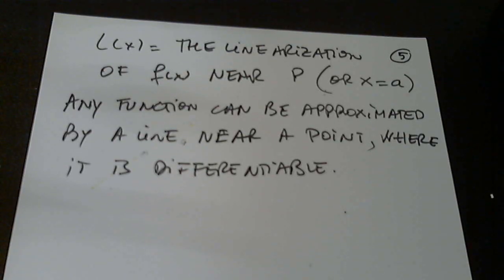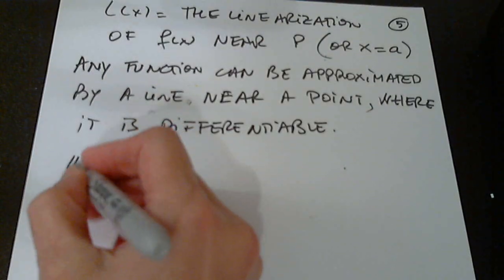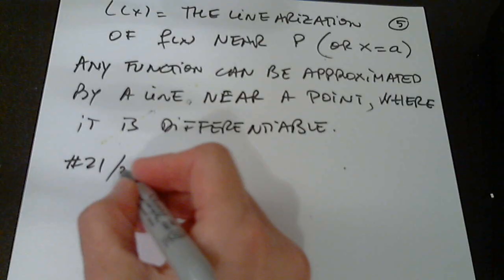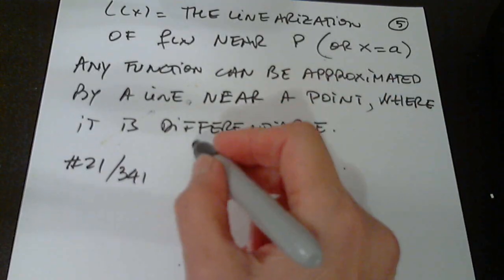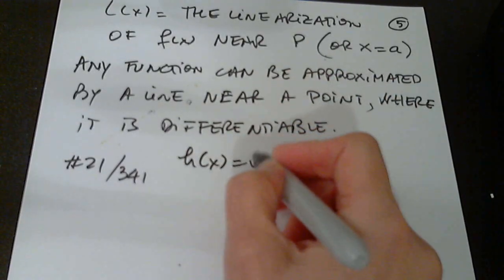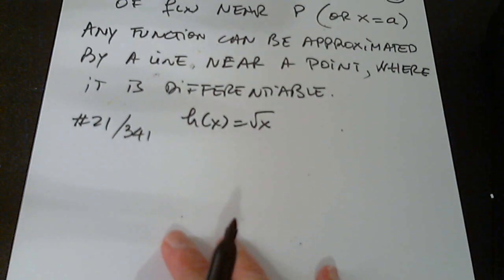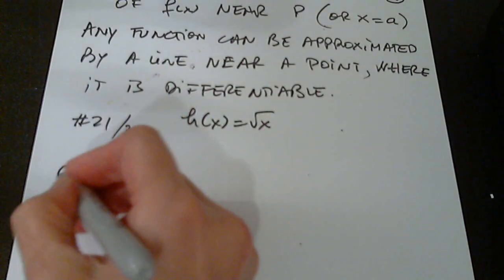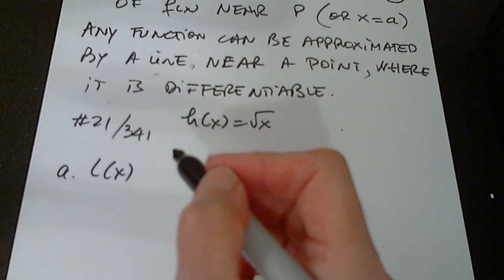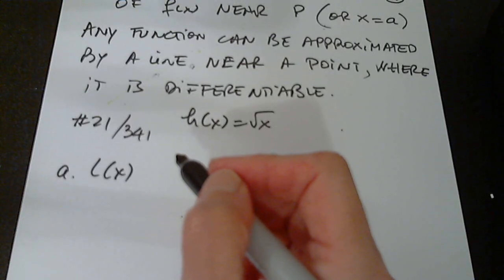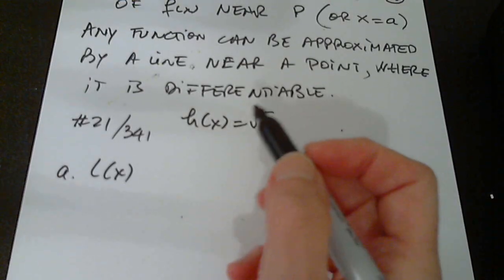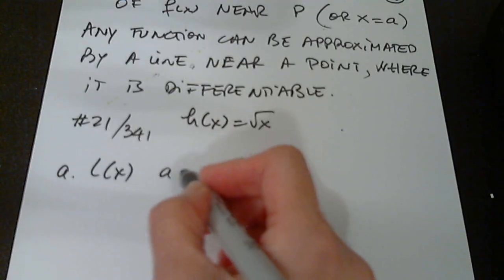No preference? Okay, I'll take 21 on page 341. And this is h of x equals the square root of x. Find the linearization, part A, L of x of h, at a equals 16.